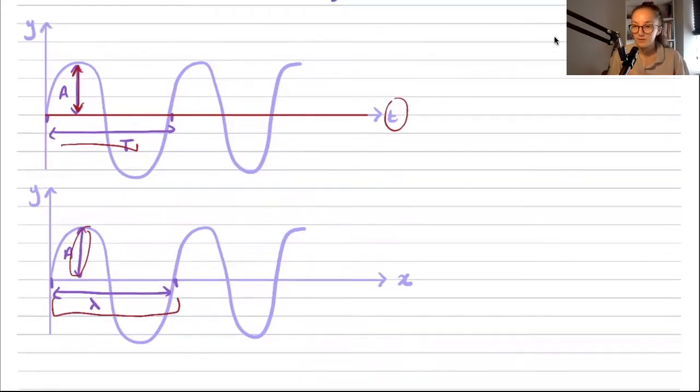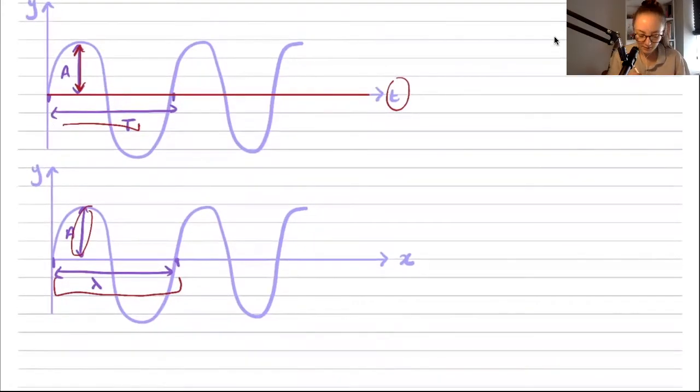Just some other useful words to point out. Nodes are points of zero displacement, like the place that I've dotted there. And then I've been using this word phase quite a lot. That just describes where in its cycle it is. So say at this point here, it's a quarter of the way through its cycle, so its phase would be 90 degrees.